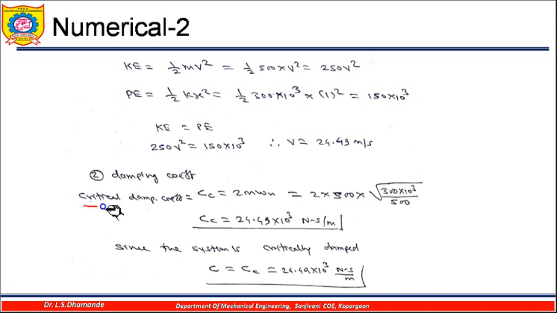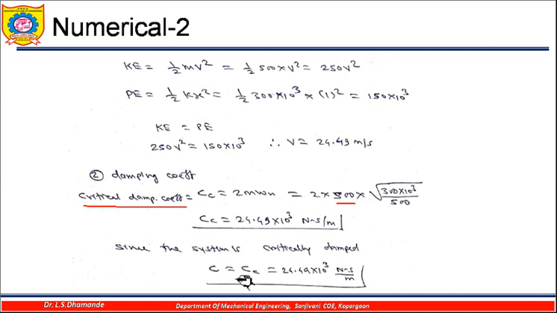One more thing that is known is the critical damping coefficient, given by Cc equal to 2m omega n. Mass is already known to us, and omega n is equal to the square root of k by m. So stiffness and mass are already there, so we can find omega n also, and therefore you will get the value of Cc, which is equal to 24.4 into 10 raised to 3 Newton second per meter. And since the system is critically damped, C will be equal to Cc.